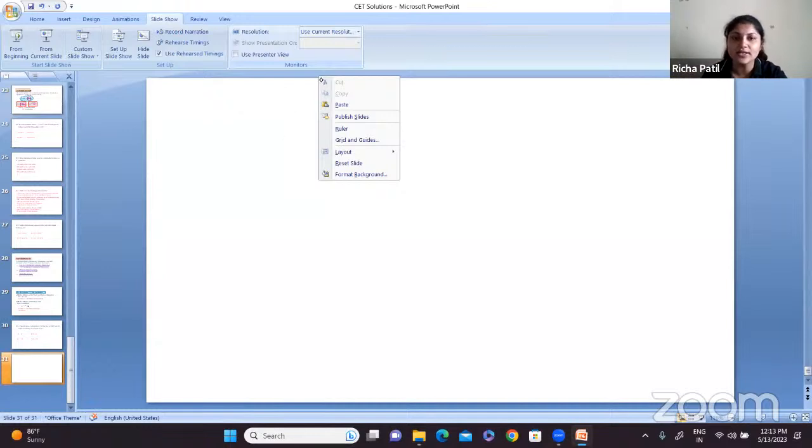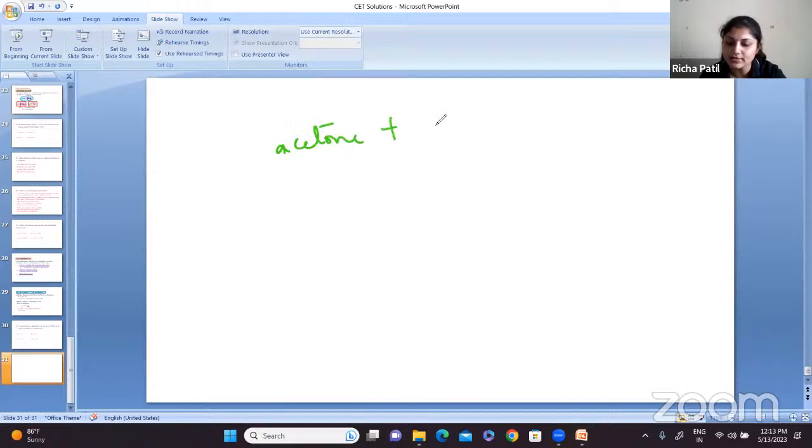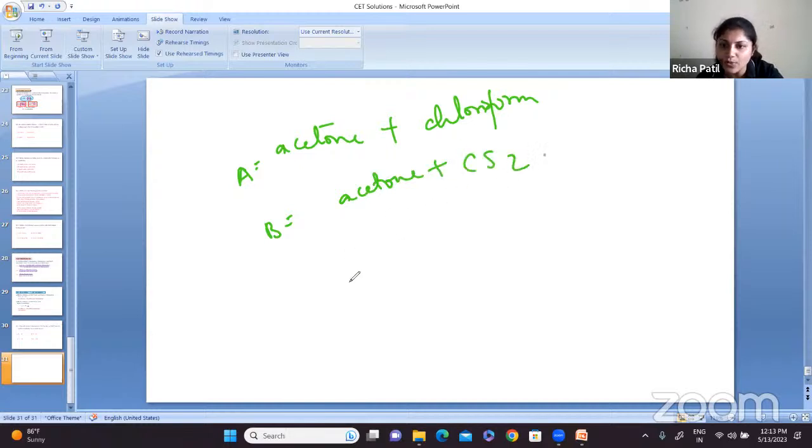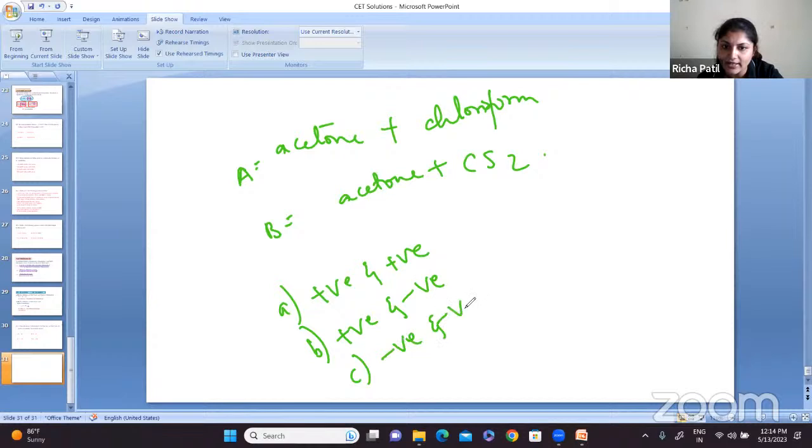Okay, so one solution is made up of acetone plus chloroform. This is A, and B is acetone dissolved in carbon disulfide. So what type of deviation is shown? A is positive and positive. B is positive and negative. C is negative and negative. D is negative and positive. Tell me the answer.